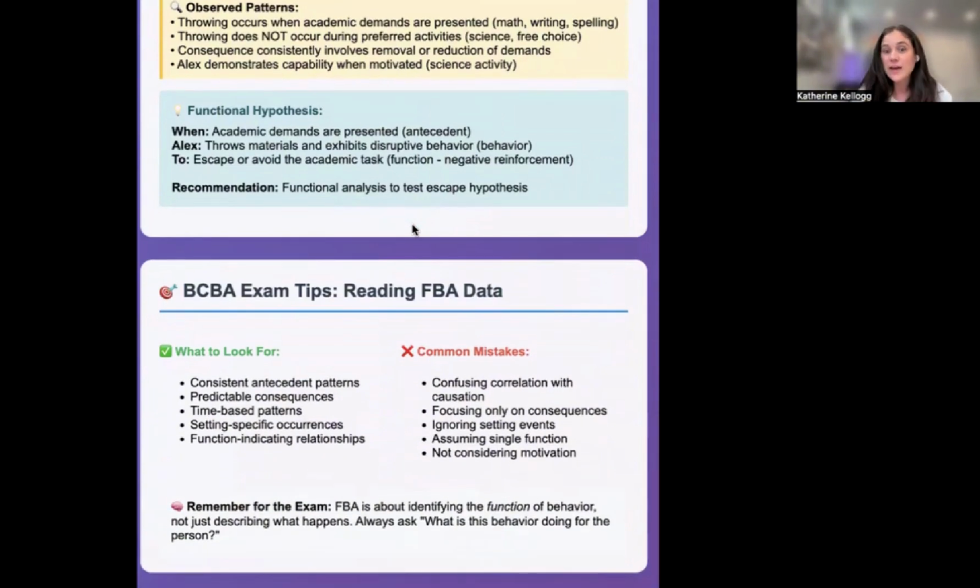Tips here, when reading FBA data, really want to look for consistent antecedent patterns, predictable consequences, time-based and setting-specific occurrences, and functional relationships. Common mistakes: confusing correlation with causation, remembering that the ABC data, the FBA alone, with the descriptive assessments are not causing anything or predicting what's happening in a functional relationship way. Another common mistake, focusing only on consequences, ignoring setting events, assuming a single function, we know there could be multiple functions, and not considering motivation.